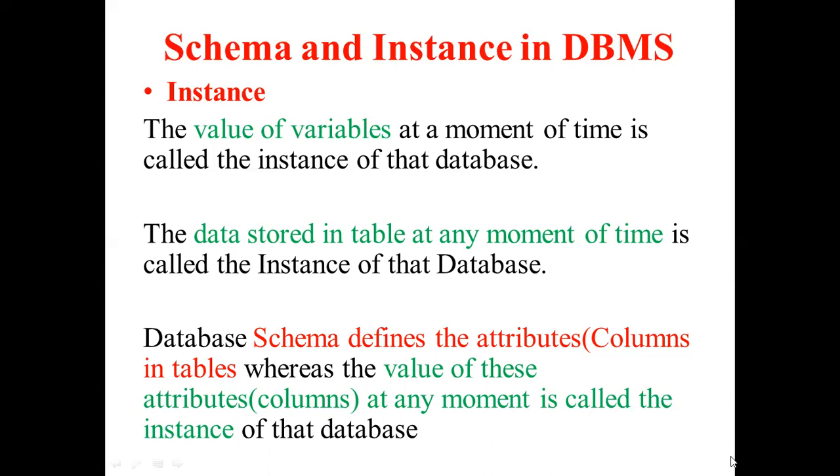The database schema defines the attributes in a table, whereas the value of these attributes at any moment is called an instance of a database. Attributes remain the same; they are not going to change. If there is student data, then the student name, class, and roll number attributes will remain the same. But the values for the students may change day by day, and that's why the value of that attribute is called the instance of the database.